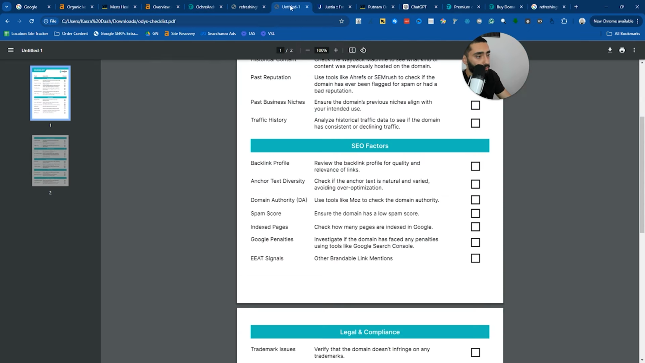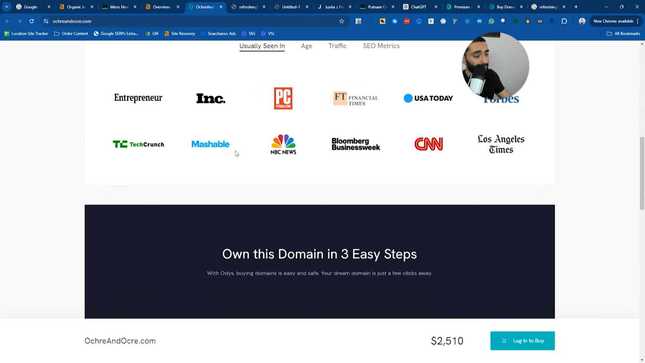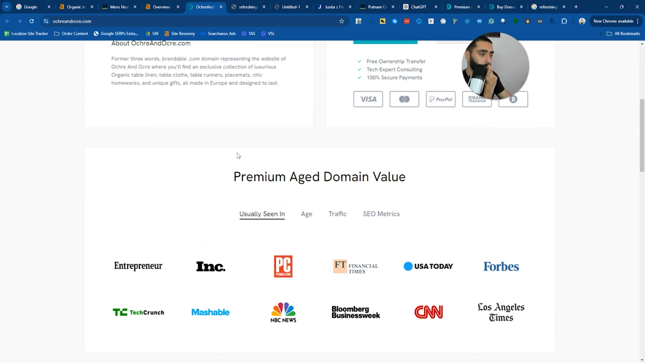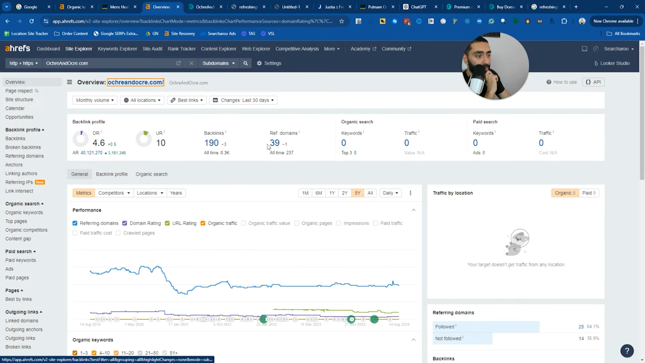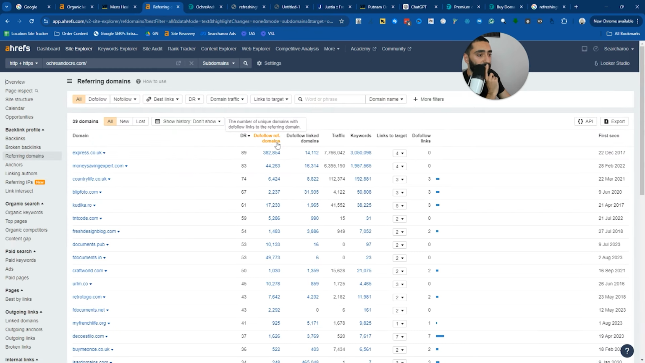Now, going back to the actual SEO factors. So the backlink profile. ODYS, to be fair to them, they do a fairly decent job on picking out the domains and stuff. So if we take a look here, referring domains on here, we've got a link from express.co.uk. Just so you guys know, if you were going to get a link from Express alone, you're probably looking at like $2,500–3,000 just for that one link.